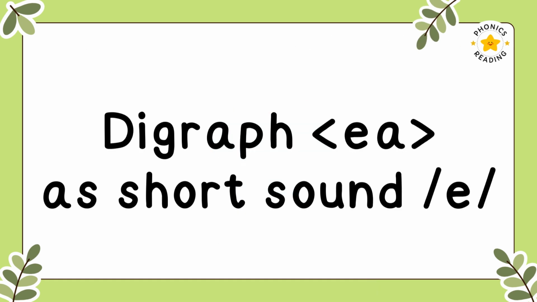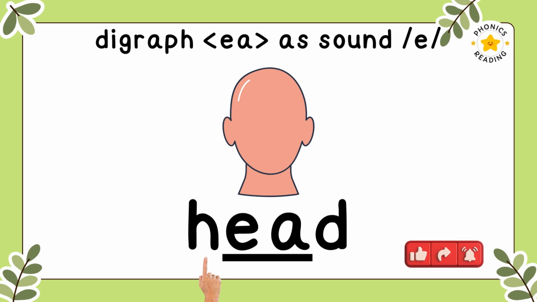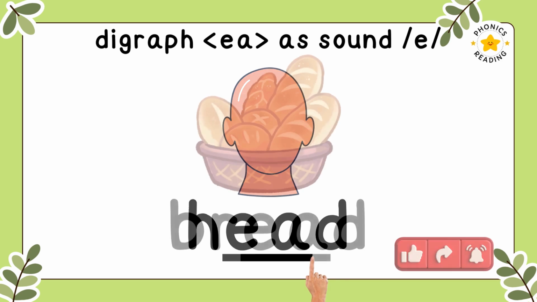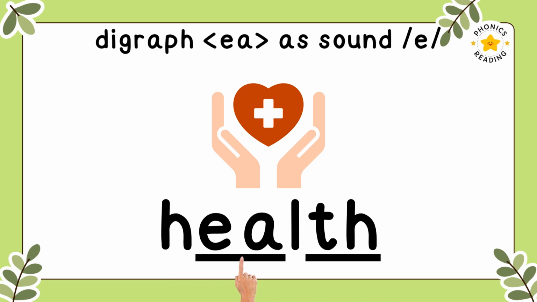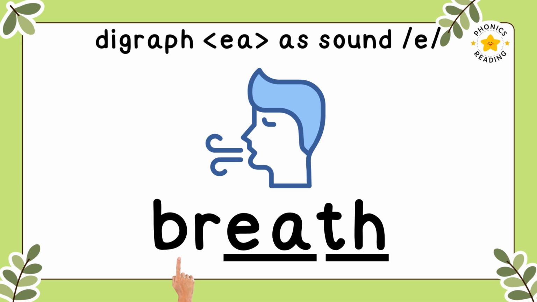Now let us take some examples where digraph EA makes a short E sound, that is eh. H-ed, head. Br-ed, bread. H-e-l-th, health. The two digraphs in health, eh and th. Br, eh, th, breath.